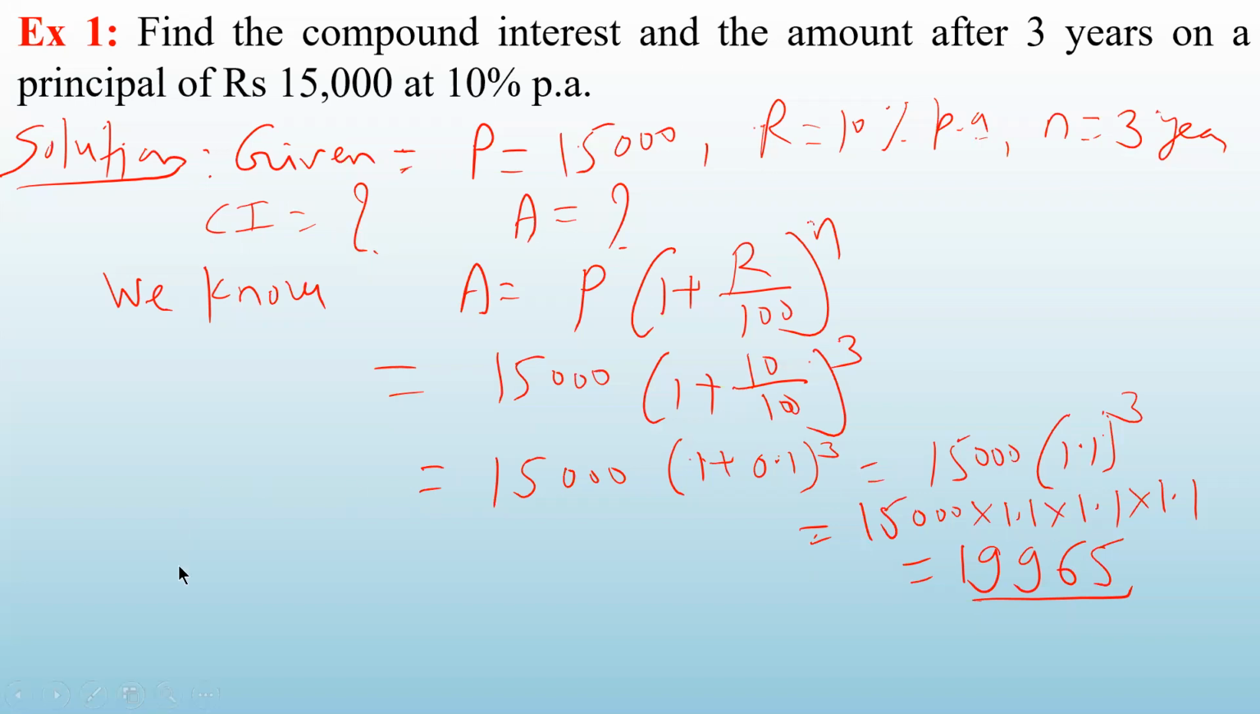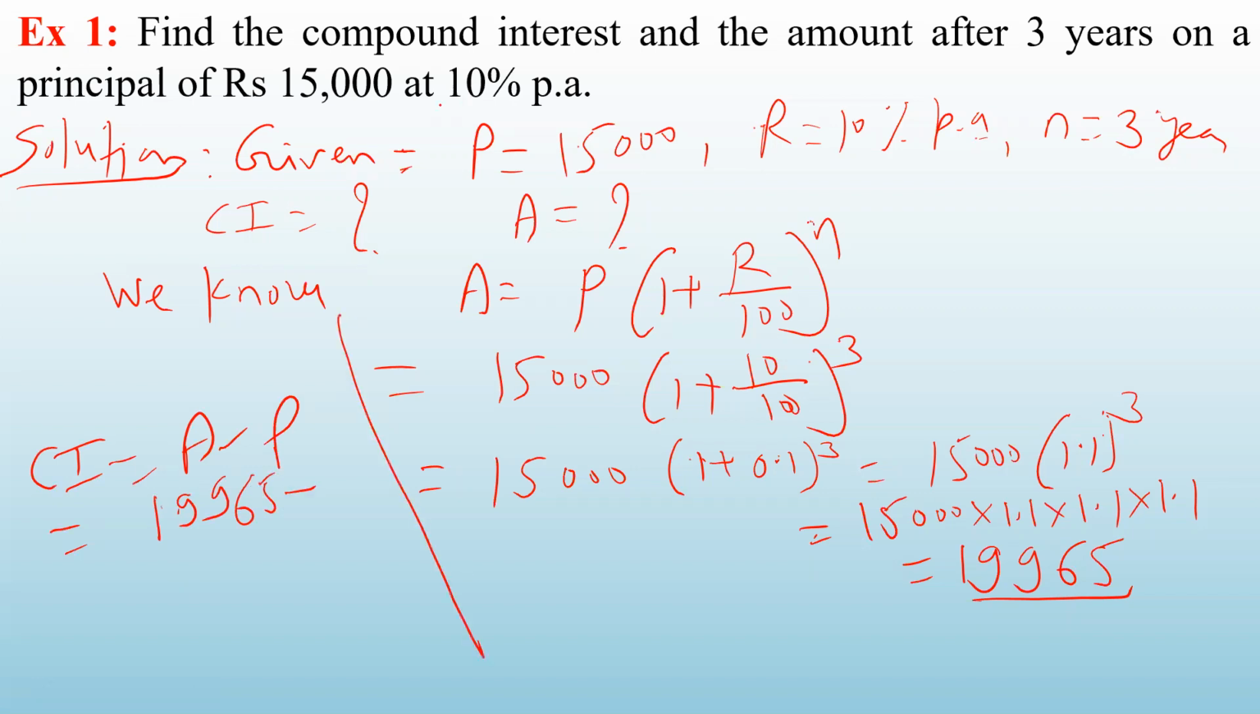अभी हमने amount निकाला है. What is compound interest? Compound interest is amount minus principal. So amount is 19,965 minus what is your principal? It is 15,000. So subtract 15,000 from this, so that this amount, 4,965, is the compound interest.